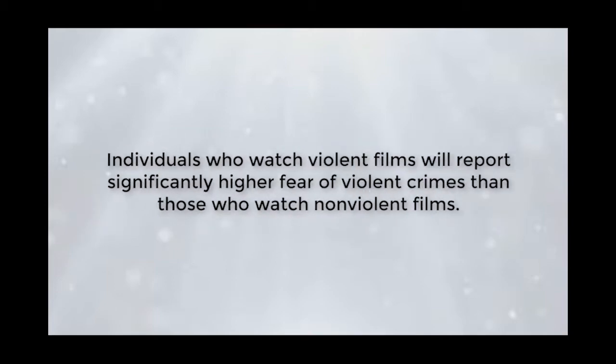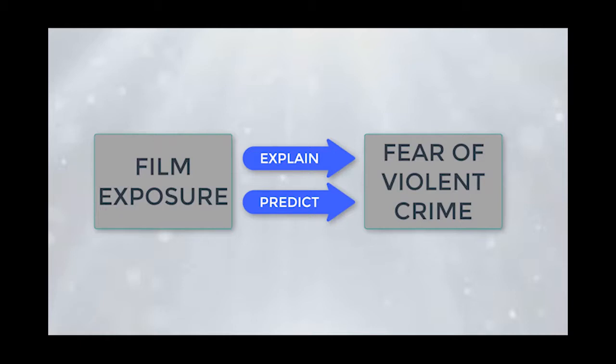Here is another example to help us understand the independent and dependent variable. In this hypothesis, the researcher is conducting a study about the fear of violent crime. The researcher predicts a one-tailed hypothesis. Individuals who watch violent film will report significantly higher fear of violent crime than those who watch non-violent films. The dependent variable is fear of violent crime. The independent variable is film exposure, and there are two types, or two treatments. One is a violent film and the other is a non-violent film. Going back to our diagram, we can see how the independent variable, film exposure, explains and predicts the dependent variable, reported fear of violent crime.